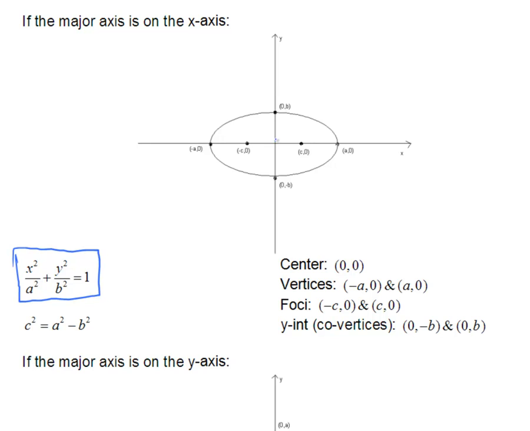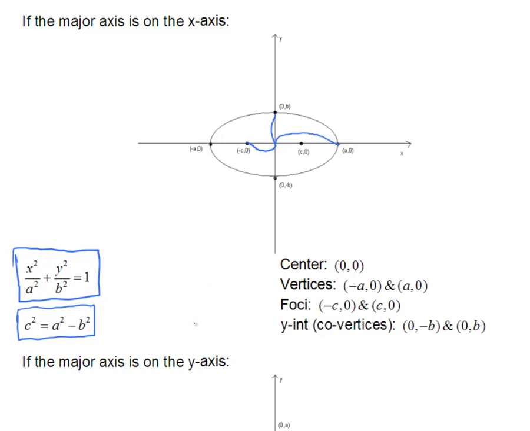A is the distance to the vertices. B is the distance to the co-vertices. C, that we get from the relationship c squared equals a squared minus b squared, is the distance to the foci. And the shape we get is obviously this ellipse or oval-like shape.